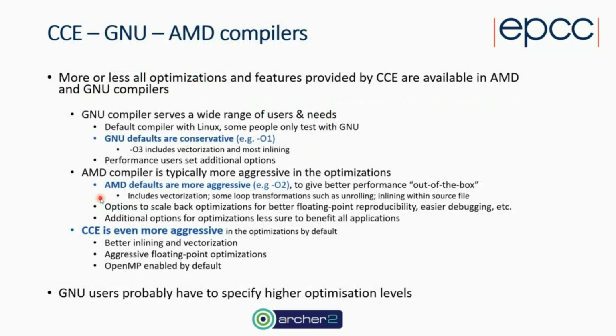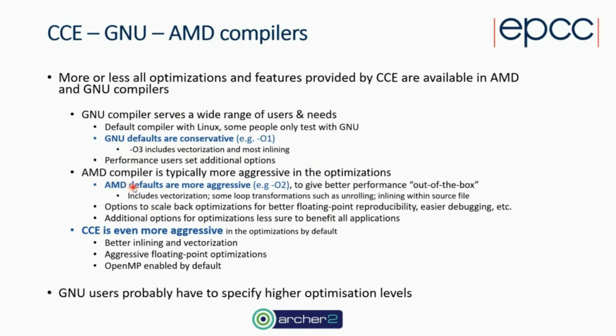Of the other compilers, the GNU compilers are great, but they tend to be quite conservative in terms of their performance optimization defaults. So in general, they're sort of -O1 by default, and what you want to do is turn on higher levels of optimization to get better performance, so try -O3 and those kind of things.